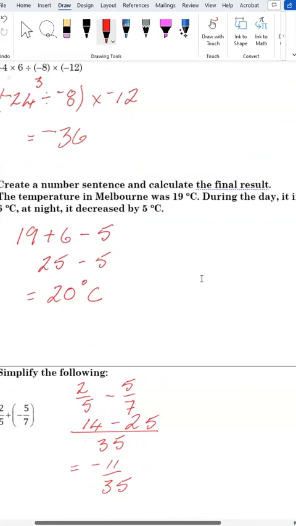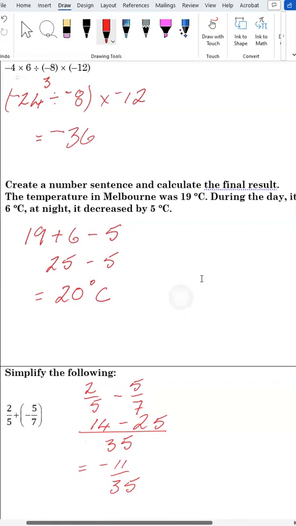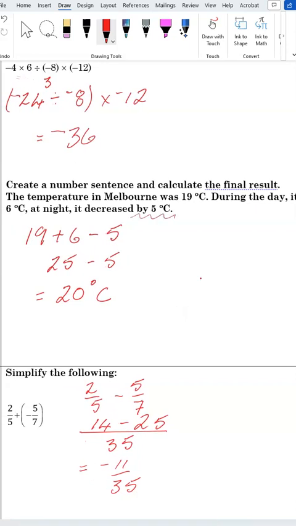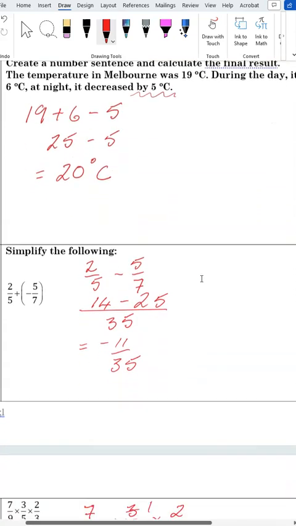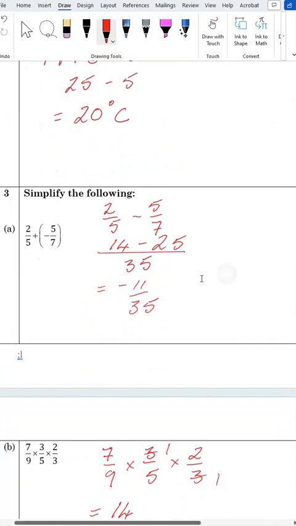Number sentence, again, this is an example of an answer in context. So it's degrees, so you've got to answer in degrees. Just want a number sentence. Started at 19, went up by 6, went down by 5. 25 minus 5 is 20 degrees. 20 degrees.